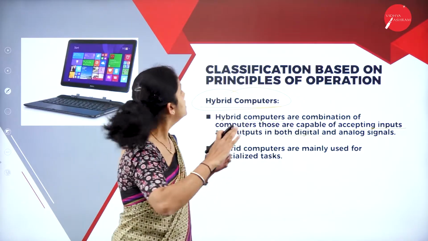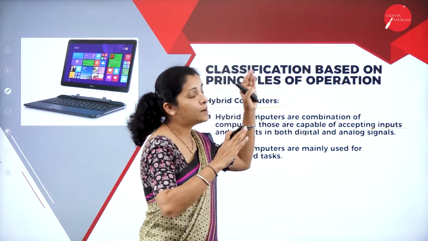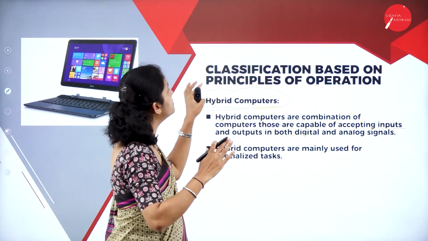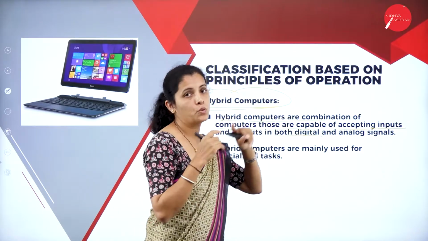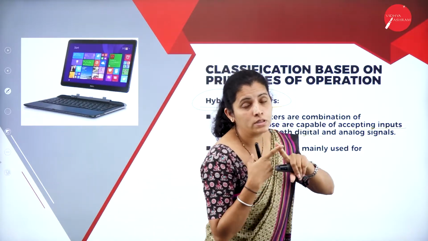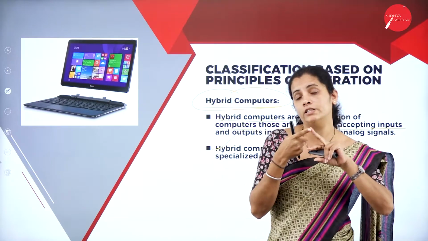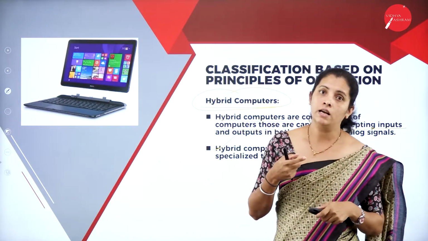So here, in the classification of computer system based on the principles of operation, we are going to have 3 types of computer system, that is analog, digital and hybrid computer.